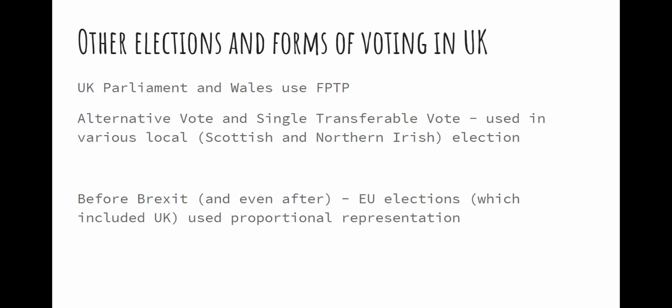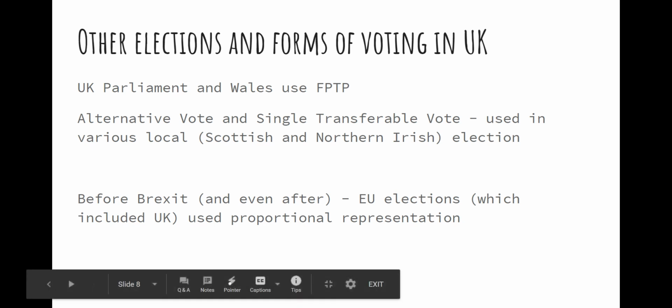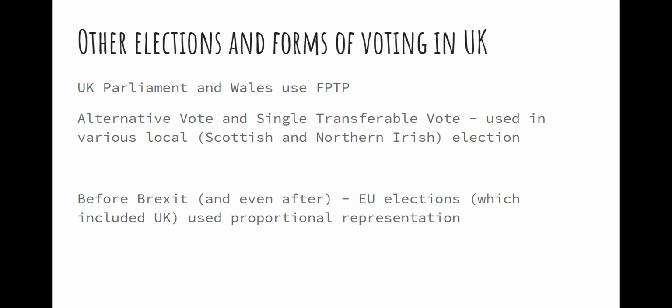And the last thing I'll talk about, there are a few other ways that people vote in the UK. The UK's Parliament and Wales use first past the post, but there are a few other systems that are used at the local and regional level. So alternative vote and single transferable vote are actually pretty similar in a lot of ways. They can be understood as ranked choice type voting, where you can rank your choices and there's eliminations and it's complicated, but ultimately its proponents would say that it results in a slightly more accurate version of who the electorate wants than first past the post might.